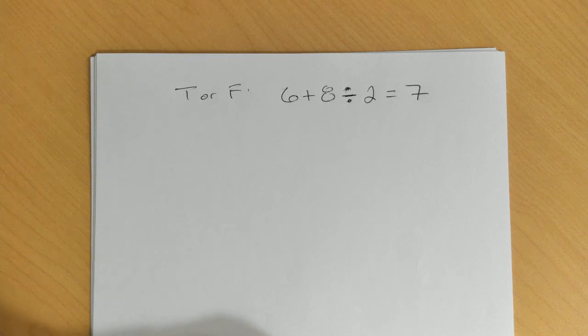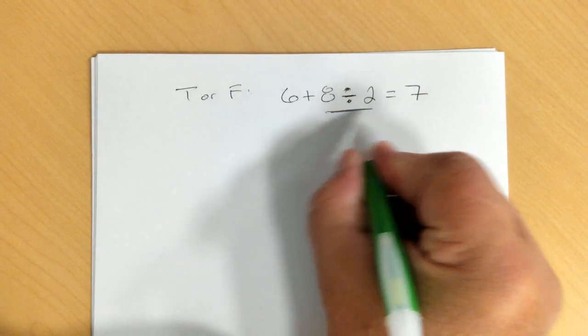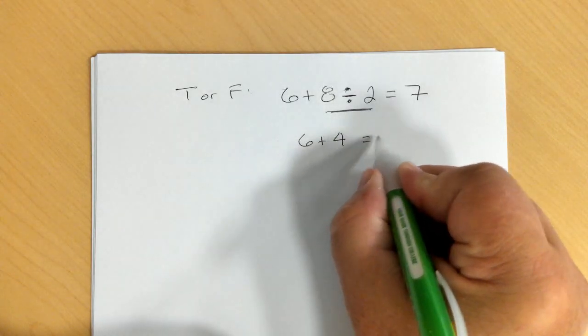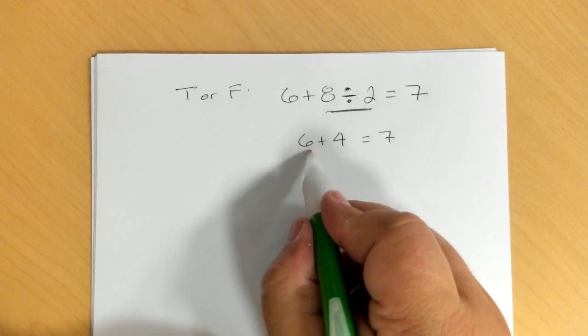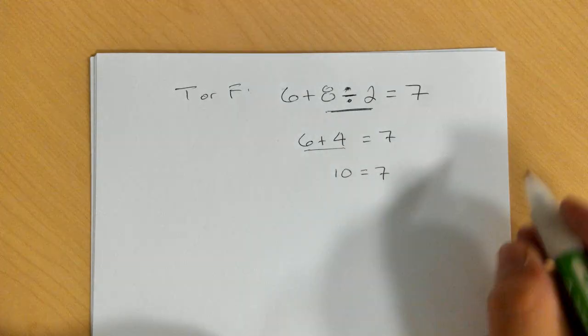Okay, what do we do first? Order of operations, what do we do first? Division. We do division first. So 8 divided by 2 is? 6 plus 4 is? Does 10 equal 7?